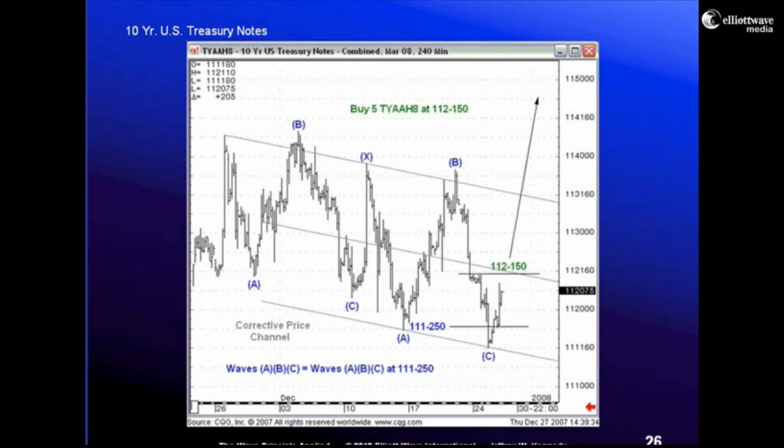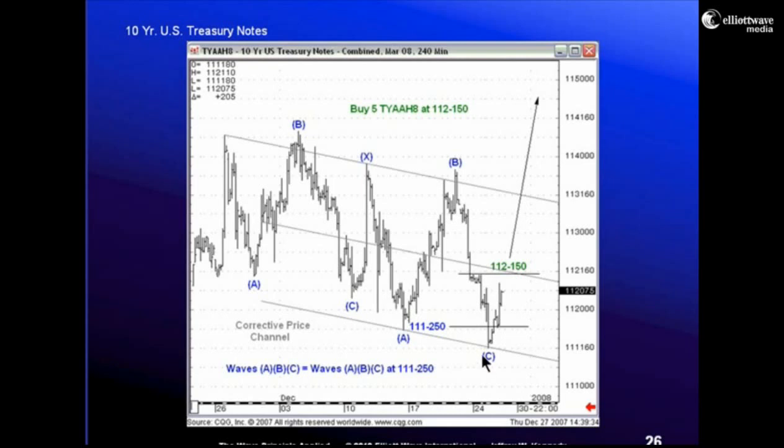I see a pattern I recognize, so I'm going to buy 5 treasury notes at 112.15. Well, why 112.15? Because if you look within this structure here to the downside, we have waves 1, 2, 3. I believe this is the extreme of wave 4, 5 down in wave C. In other words, I have a 7-wave move. This is basically an ABCX, ABC. More accurately, this is a WXY formation.